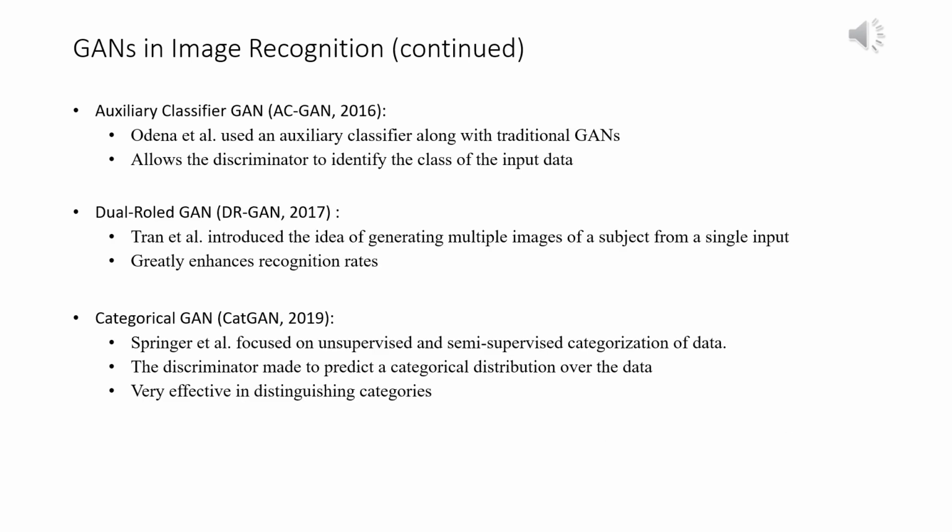The auxiliary classifier GAN, AC-GAN, 2016, was introduced by Odena and team. They used an auxiliary classifier along with traditional GANs. This model allows the discriminator to identify the class of the input data.